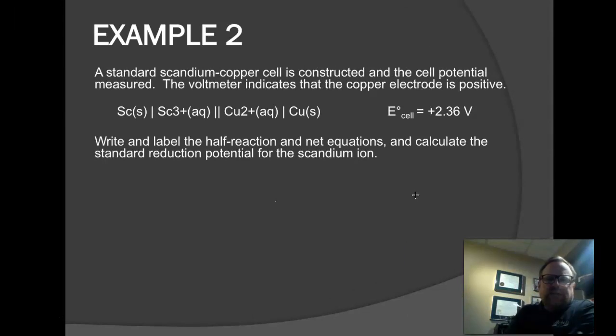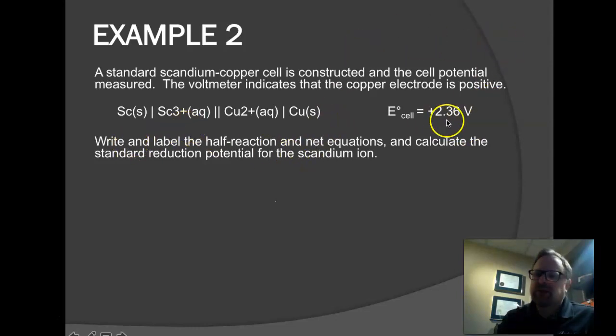Example 2 says a standard scandium copper cell is constructed and the cell potential is measured. So now we've got our standard scandium copper cell, and we've listed it out, and I'll show this on the diagram that I drew up for the question later. And the voltmeter indicates that the copper electrode is positive. Okay, that's key. When you know that an electrode is positive, that means it is the cathode, as long as we're dealing with a voltaic cell. And we haven't covered electrolytic cells right now, so we are not going to worry that it's an electrolytic cell.